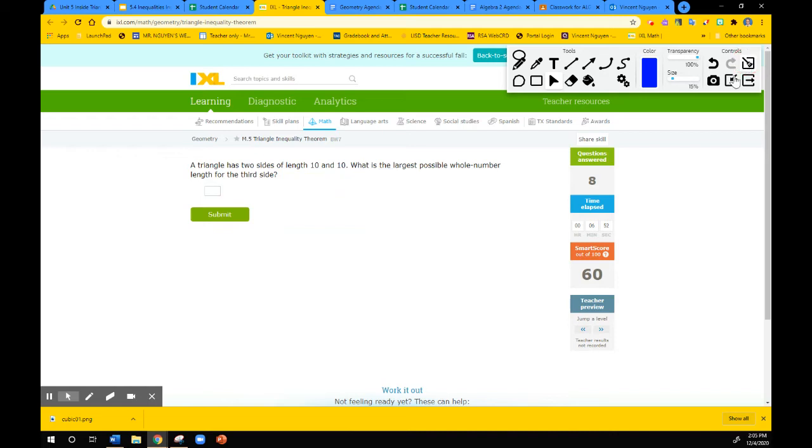Okay, so be careful when they don't put these in order. We have 10 and 10. What is the largest possible number that this side can be? So x. Here's actually the shortcut.